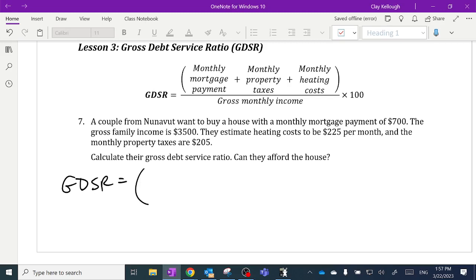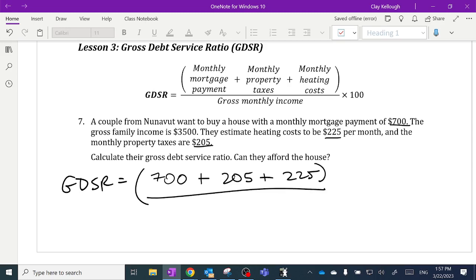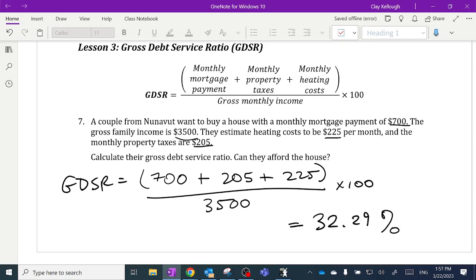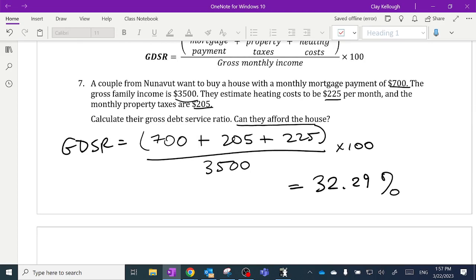GDSR equals, so monthly mortgage payment, 700, goes there. Plus monthly property taxes goes there. Would it matter if I mixed up the order of the 3 things I'm adding? No, so there's no risk in that even. 225 goes here, divided by, I kind of made that bracket too big. Let me fix that. There we go. Divided by gross monthly income, 3,500, times by 100, and I'll save you the button punching. Oops, it's a percent. And when I did it, I got 32.29%.